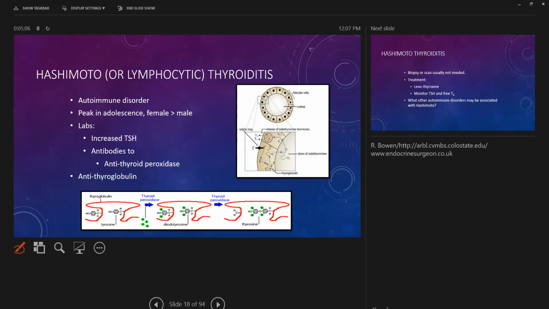Hashimoto's or lymphocytic thyroiditis, basically the body attacks itself. It's an autoimmune disorder, peaks in adolescence, and is greater in females than males. They're going to have an increased thyroid stimulating hormone. And they're also going to have antibodies to antithyroid peroxidase. So they'll have antibodies called antithyroid peroxidase antibodies. There's a lot of antis, or antithyroglobulin antibodies.